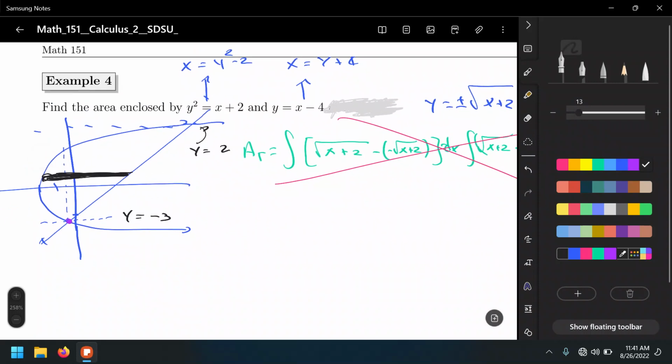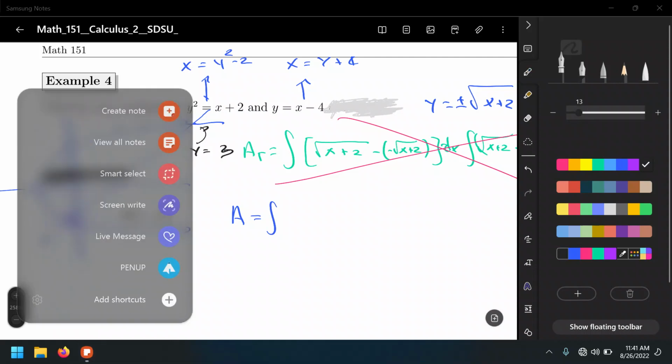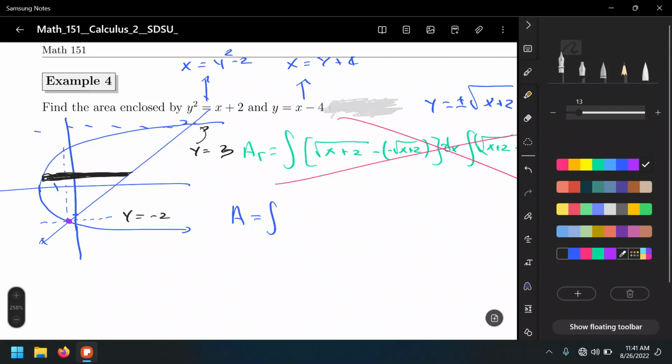So in this case, we are going to set up the integral slightly differently. Area. Wait, isn't it y equals 3 on the top and y equals -2 on the bottom? According to my notes, I have it. You know what? That's true. That's the other way. Never mind. Thank you. It's -2 on the bottom and 3 on top. For whatever reason, I did them the reverse way. So it's -2 to 3.